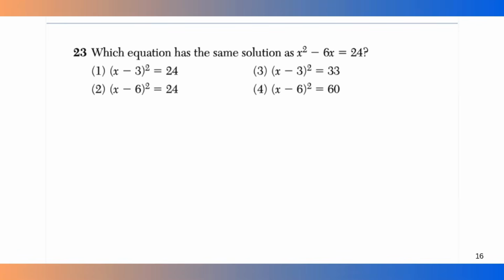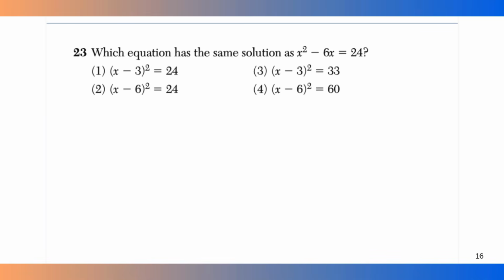Moving on to number 23, which equation has the same solution as x squared minus 6x equals 24? So I'll show you how to do this problem with completing the square, and then I'll also show you how to do it by just grabbing your graphing calculator, which has been the shortcut for a lot of these problems. But I see that this looks like I'm completing the square.